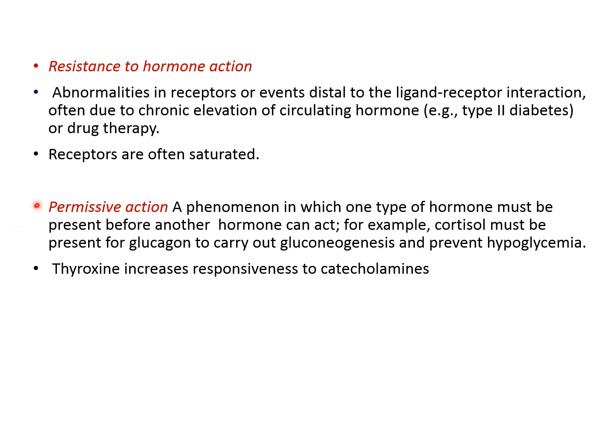Now, there is another terminology here known as permissive action of a hormone. It means that the action of a hormone is related to the presence of another hormone. In other words, for one hormone to work, you need another hormone. A good example of this is that glucagon causes gluconeogenesis, and for glucagon to cause gluconeogenesis, you need cortisol. Another example of a permissive action is that thyroxine increases responsiveness to catecholamines, particularly in the heart, because thyroxine increases the synthesis of beta adrenergic receptors, and thus it has a permissive action on catecholamines, at least in the heart.